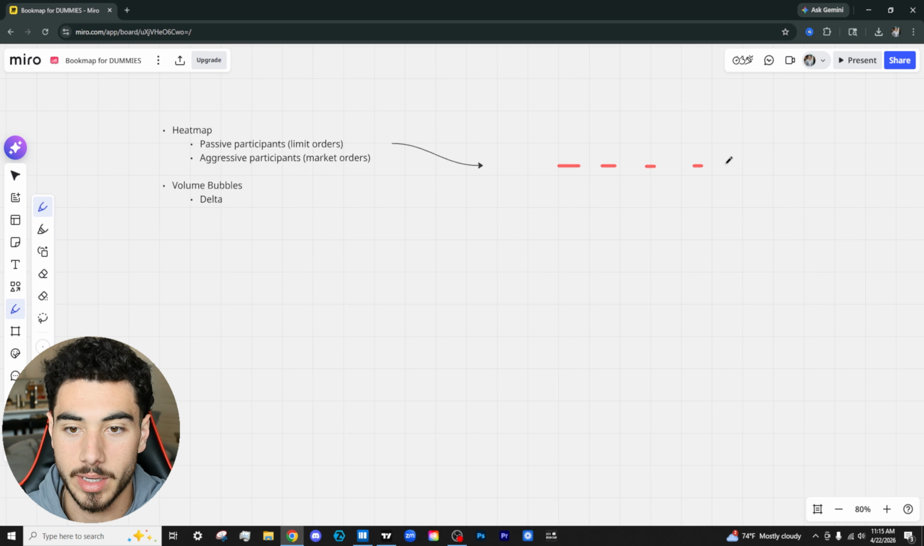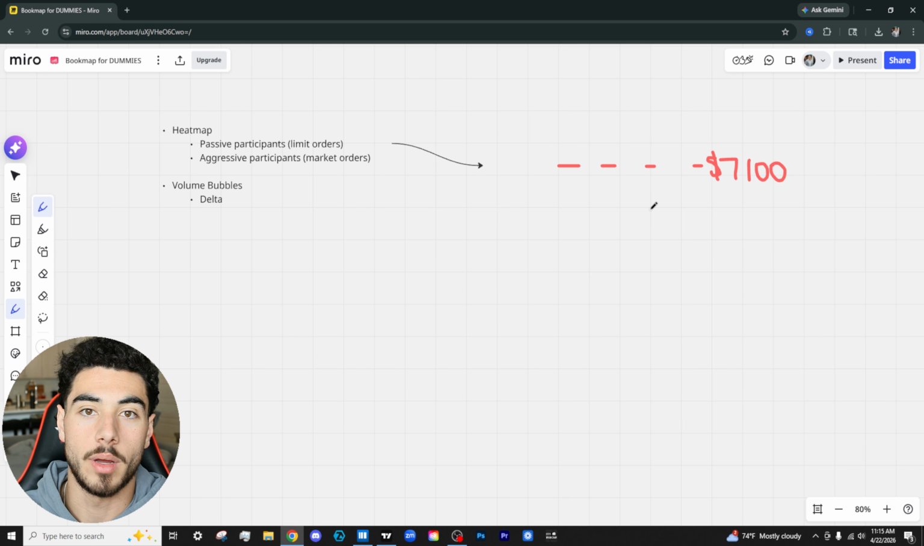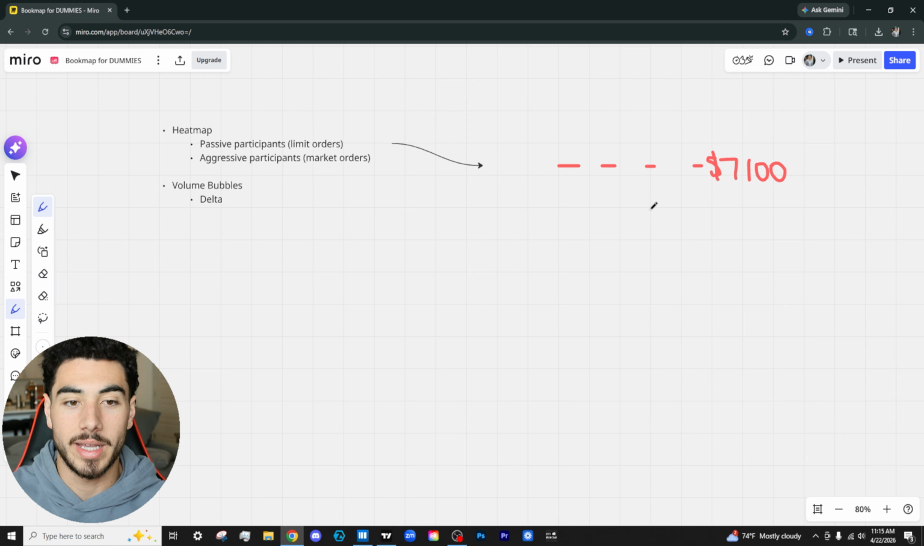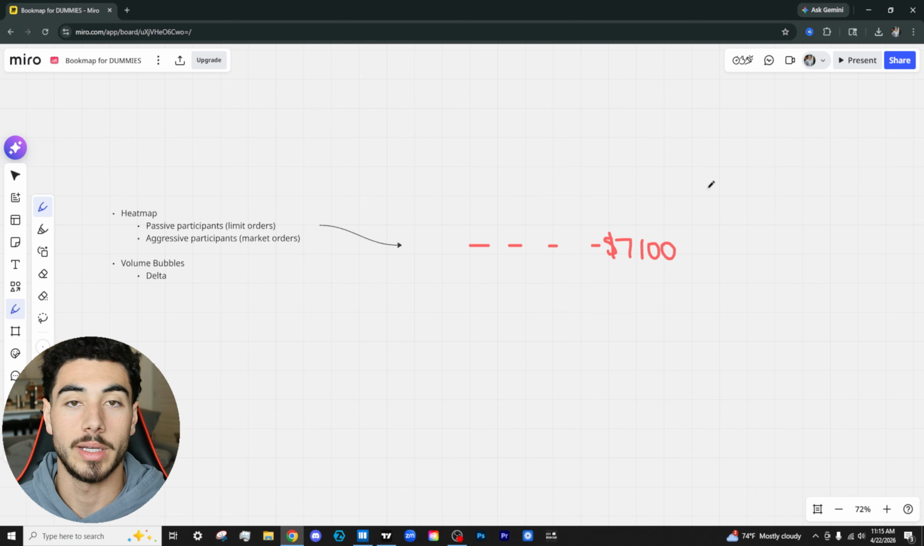Or for the sake of the example earlier, we'll say 7,100, right? Price is trading at 7,100. A passive participant would say, and let's say that I'm a trader at Goldman Sachs, and I want to get into this market and I want to get short in this market. I have reason to believe this market can go down, so I want to get short.